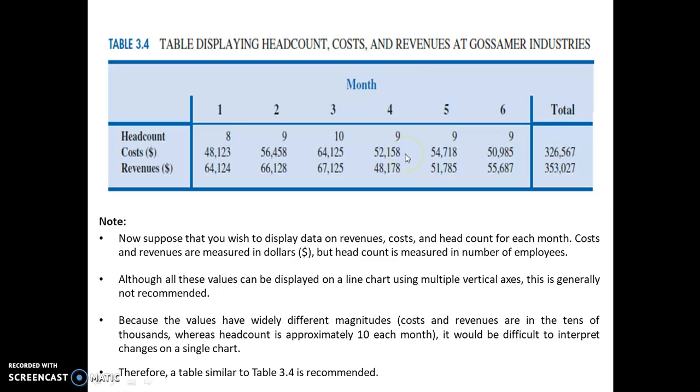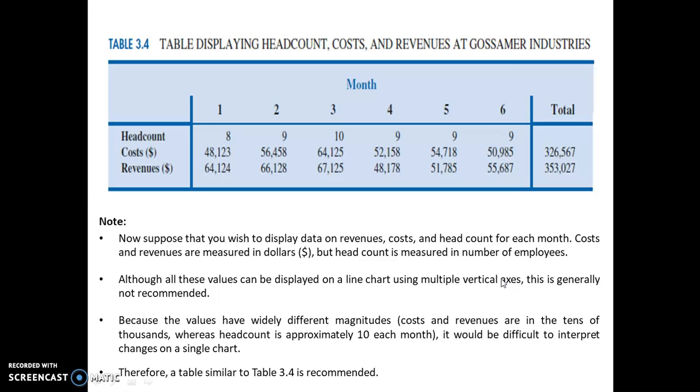So it can be represented this way. We can make changes in the other example. See the note, you can read this note. Now suppose that you wish to display the data for revenue, cost and head count for each month. The cost and revenue are measured in dollars, but head count is measured in number of employees. Although all these values can be displayed on a line chart using multiple vertical axes, this is generally not recommended. Why? Because we have different magnitudes. When you have different magnitudes in a single chart and you are not able to visualize properly, it is very difficult to do analysis.